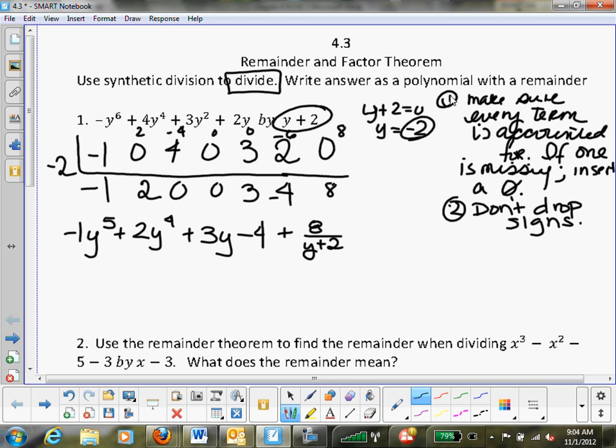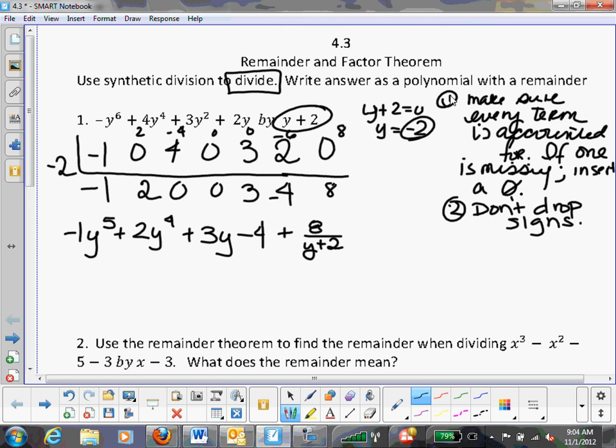Yes? I do something wrong? Well, negative 2 times 2 is negative 4. Negative 4 plus positive 4 is 0. Negative 2 times 0 is 0. 0 plus 0 is 0.